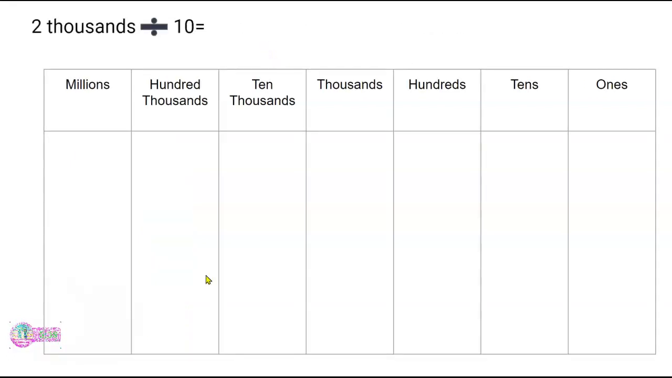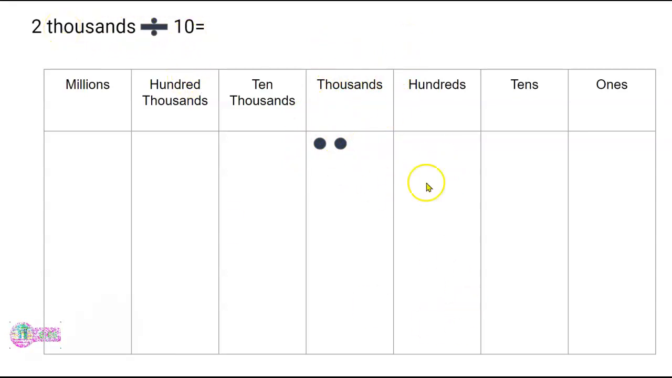Okay, so let's try another example of showing our movement between our place value chart with 2,000 divided by 10. So the first thing I'm going to do is represent 2,000 on my place value chart. Okay, so let's go ahead and do that. So we have our 2,000 in our thousands place on our place value chart. Now I have to divide this by 10.